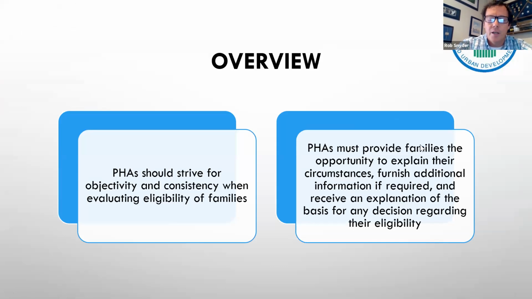So a quick overview, and something that the guidebook highlights is things that the PHA should strive and work for, and the two things are objectivity and consistency when they evaluate families for program eligibility or denial. The guidebook states that we have to give all families an opportunity to explain their circumstances, right? And no family is created equal. So we're going to talk about 4 criteria in just a minute that the housing authorities will utilize when looking at families to determine eligibility for them.